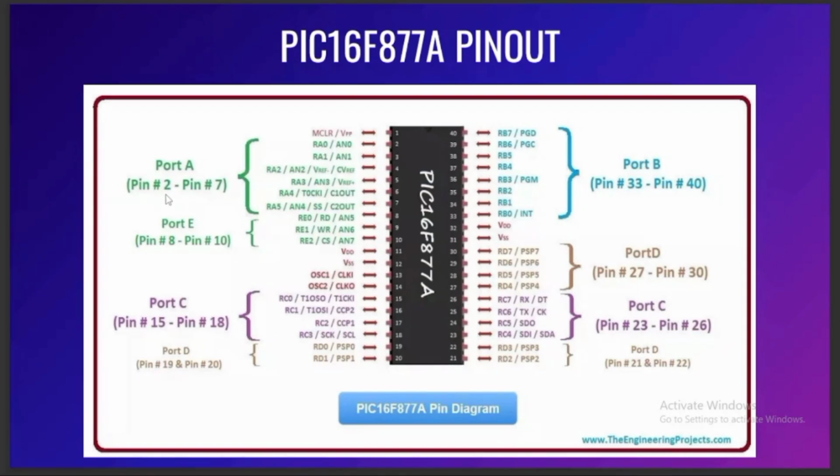From pin 2 to pin 7, these come under port A. And coming to port B, from the 33rd pin to the 40th pin, those pins come under port B. Coming to the last port, E, the 8th pin to the 10th pin, meaning pins 8, 9, 10, are the port E pins. Now let's get into the next slide.